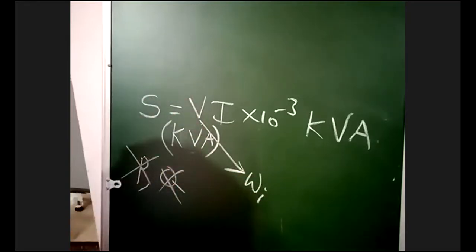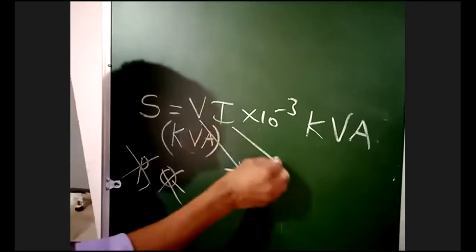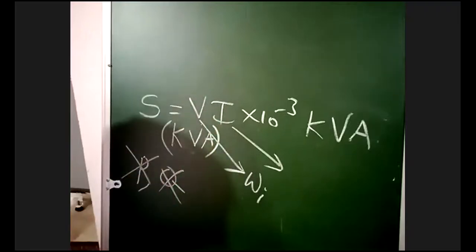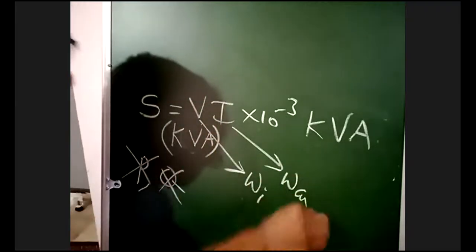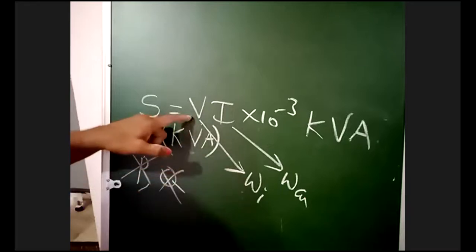Iron loss can be determined by using the open circuit test. In the open circuit test, by applying the rated voltage of the transformer, we will determine the iron loss. Now in the short circuit test, by applying the rated current, we will determine the copper loss. So in a transformer, iron loss depends on voltage.